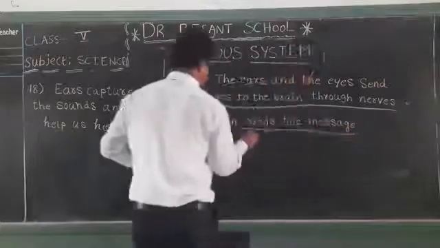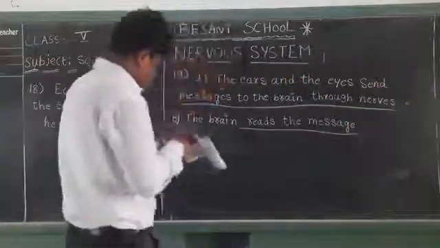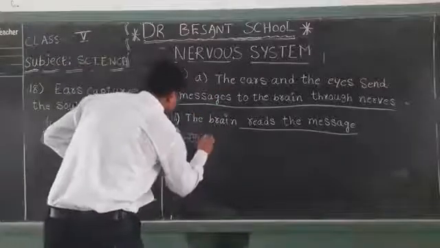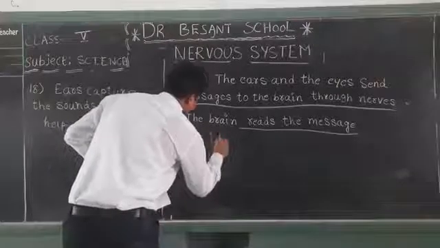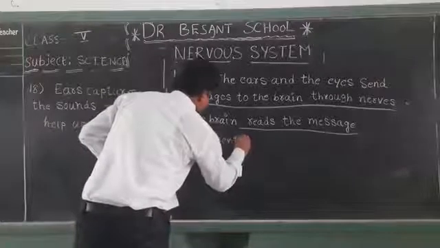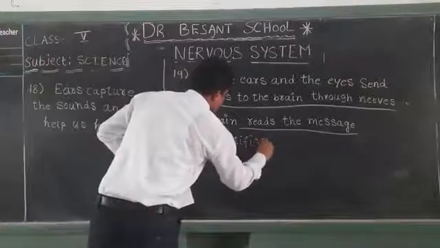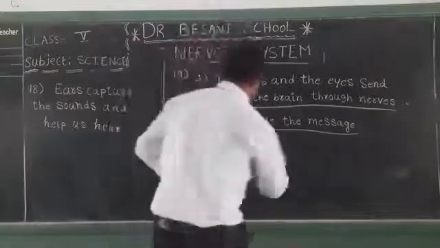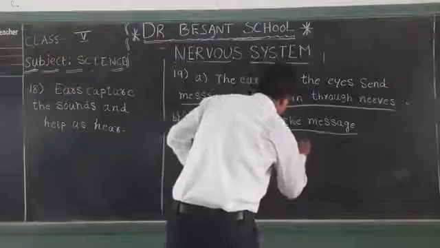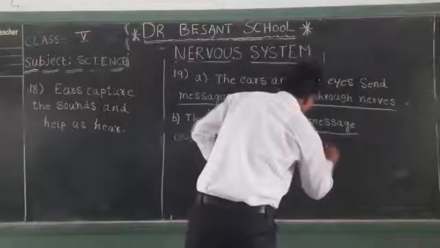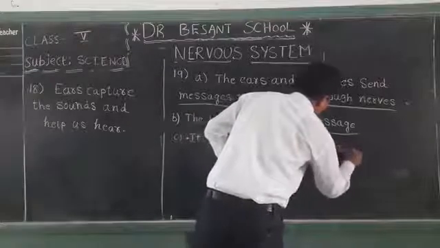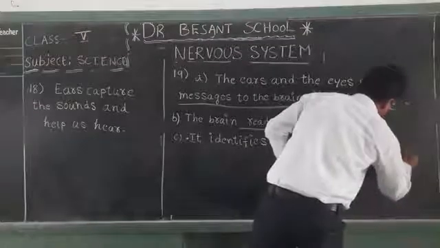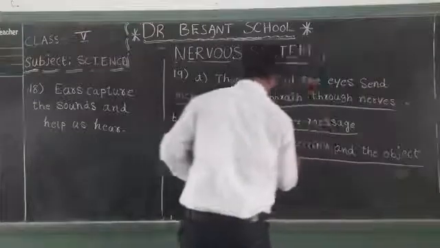Now the third one, what is given? It is given that the brain identifies. Here the brain identifies the sound and the object. The brain identifies the sound and the object.